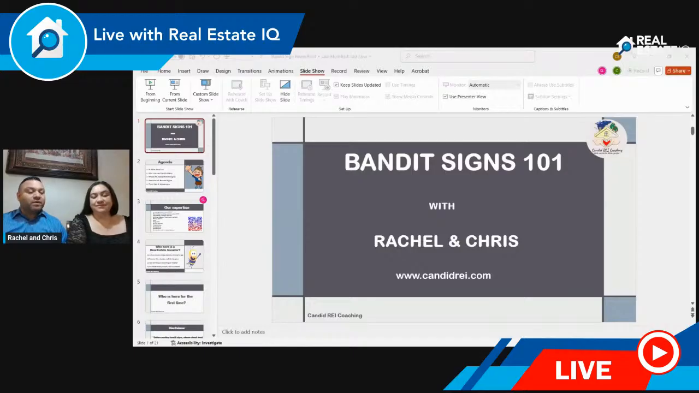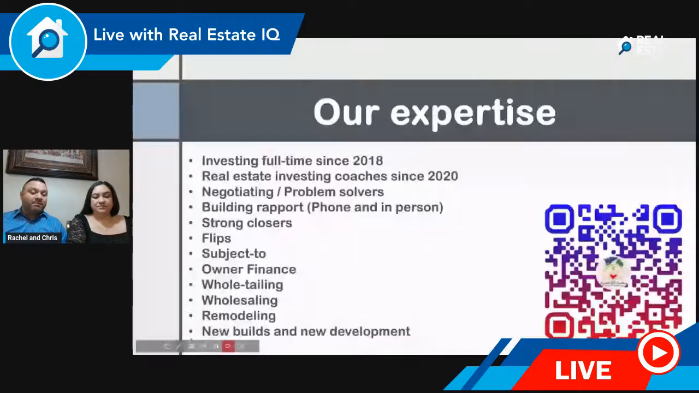And with that, once we are able to acquire the properties, then of course, depending on the exit strategy, we are very comfortable with flips, subject-tos, owner financing, hoteling and wholesaling, remodeling from small to large jobs, new builds, and new developments. And you'll see here on the lower right-hand side a QR code that is directly to the website. So please scan that and we'll move forward in just a few seconds.